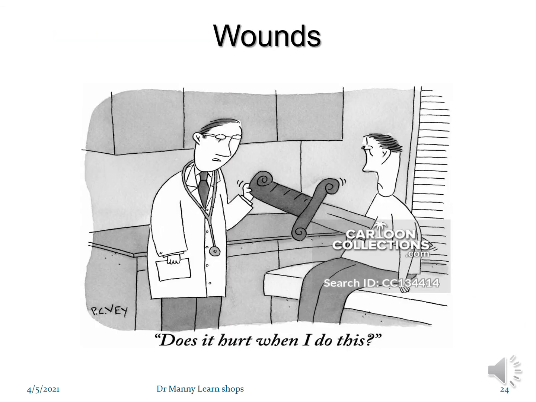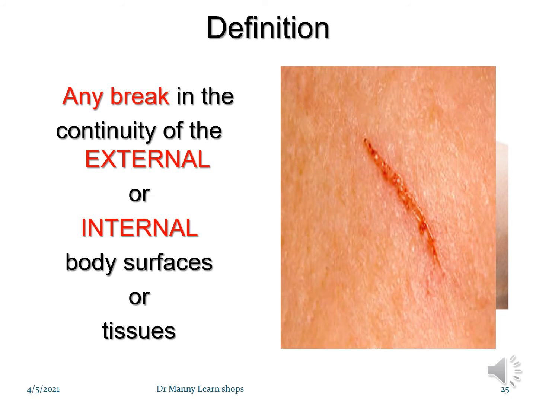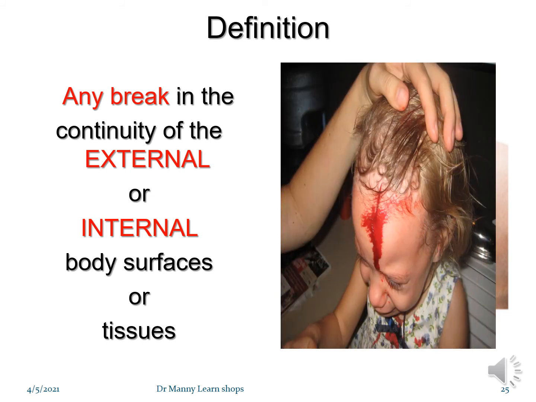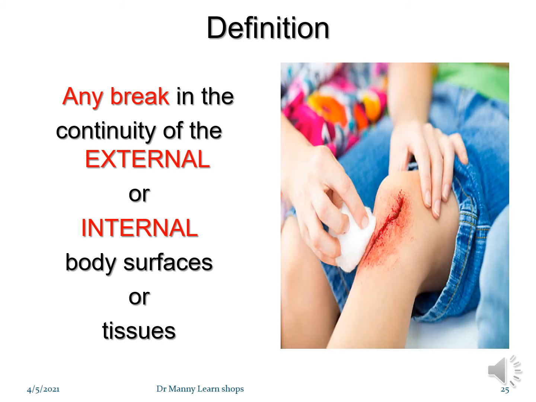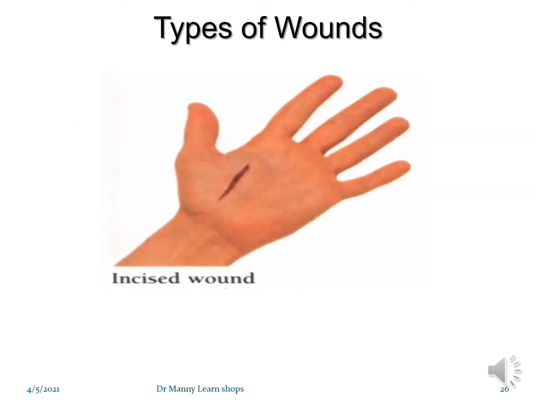Now let's review wounds. What's the definition of a wound? A wound is any break in the continuity of the external or internal body surfaces or tissues. What are some of the types of wounds that you can have? Now, wounds can occur on any part of the body. Your head, your neck, your thorax, chest, your arms, your hands, your abdomen, your pelvis, your legs, knees, feet.